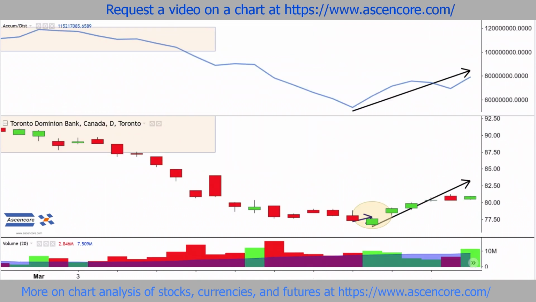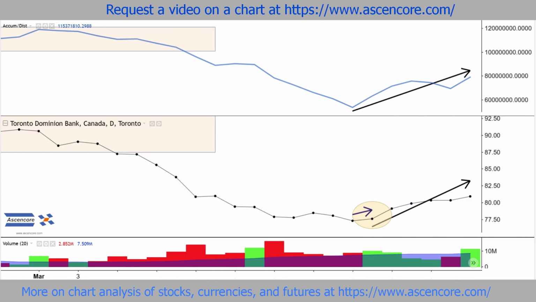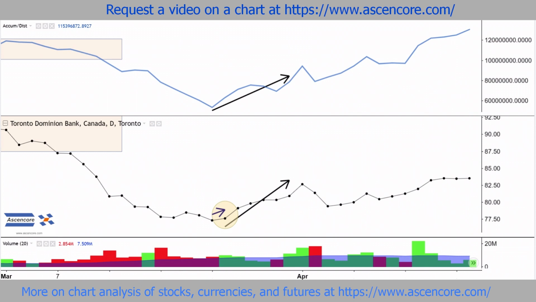Marking trend lines and areas of interest on the AD indicator is optional. It's best to stick with the primary uses of this indicator.